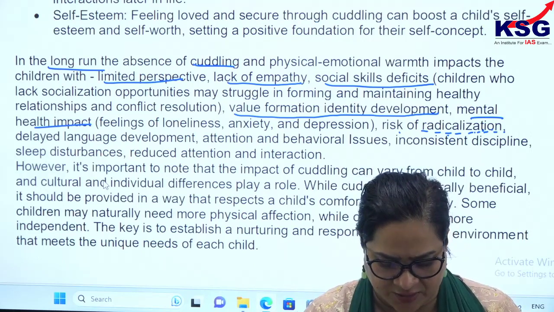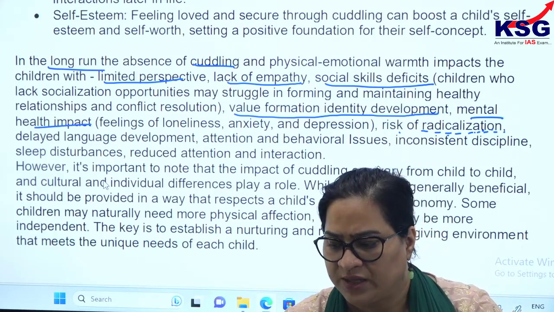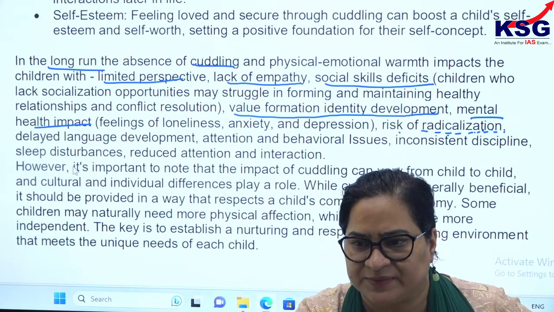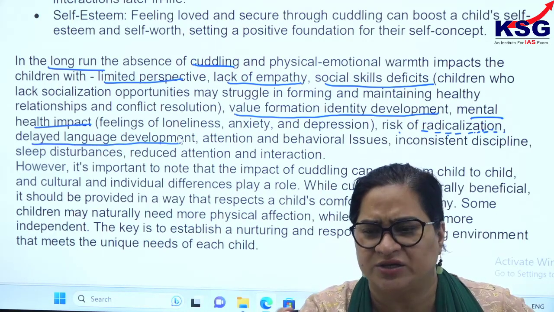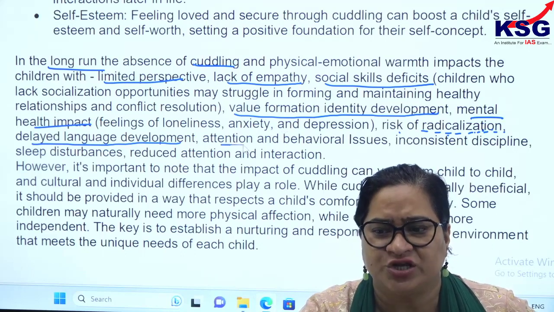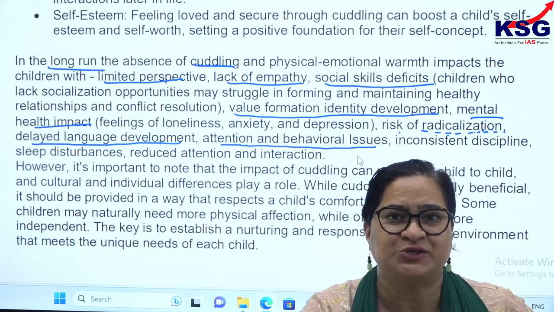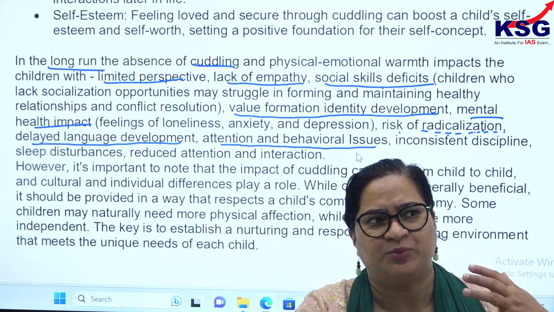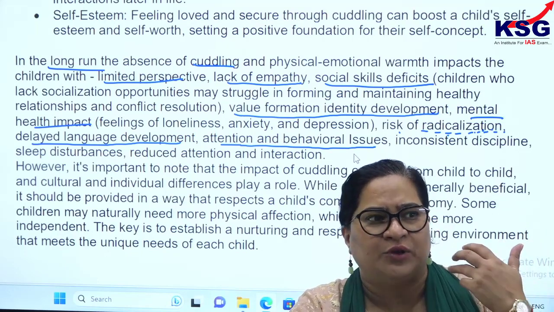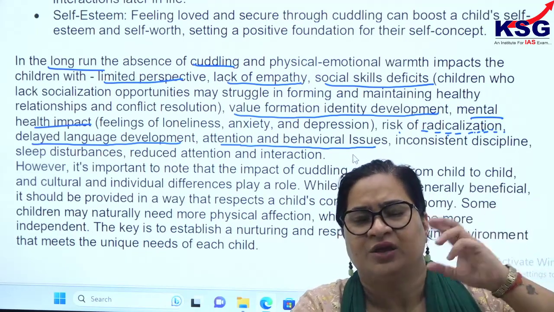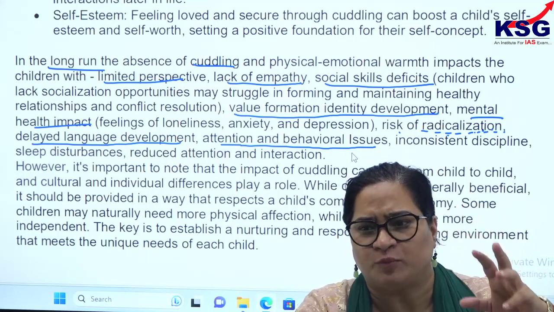Then further, we can also reflect upon certain other subsegments related to delayed language development. I told you, if you're not talking regularly to the child, this will happen. Attention issues, behavioral issues: when the child is not getting enough attention, cuddling, then you will see the child become more agitated, angry, an attention seeker, will try to throw a tantrum. Relationship regulation, behavior management, all that can go topsy-turvy.